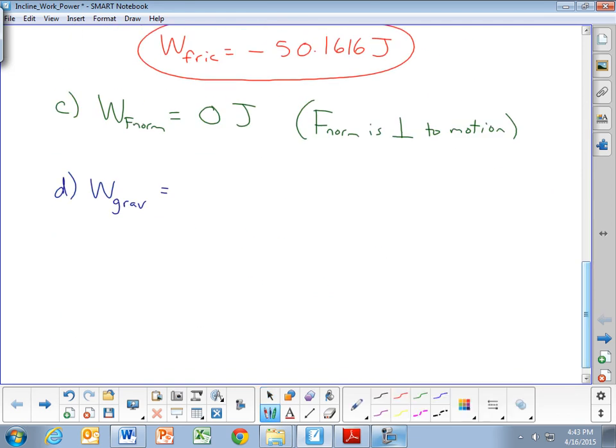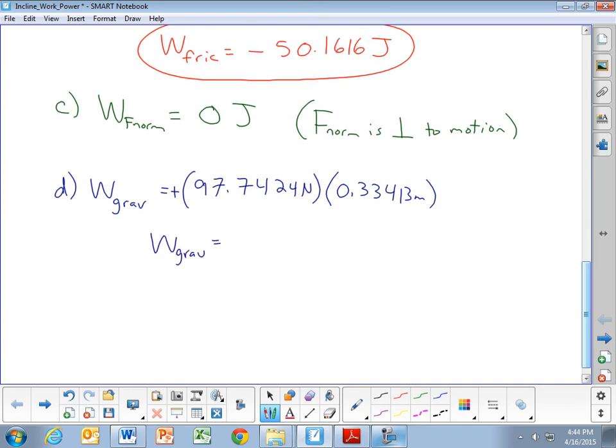So the parallel component of the weight was 97.7424 newtons. The distance, again, is 0.33413 meters. The work done by gravity is positive in this case because the force of gravity is down the ramp. The motion of the box is down the ramp as well. So this work done by gravity is positive 32.6587 joules.